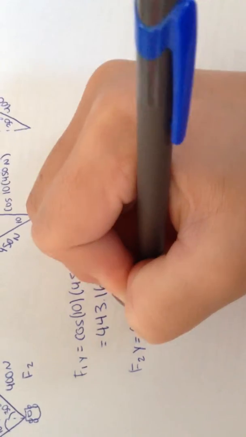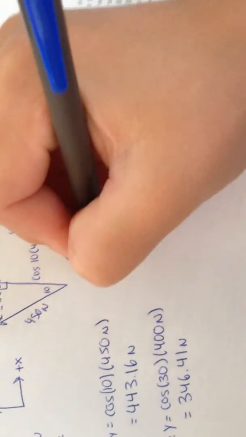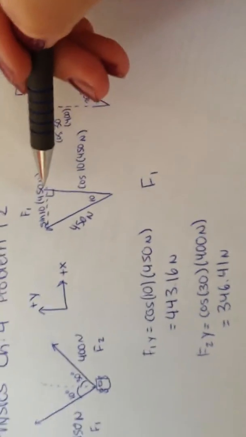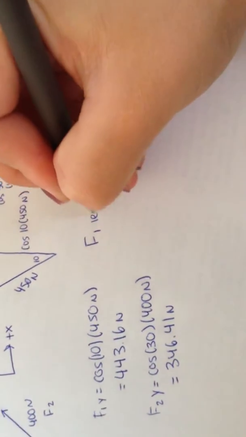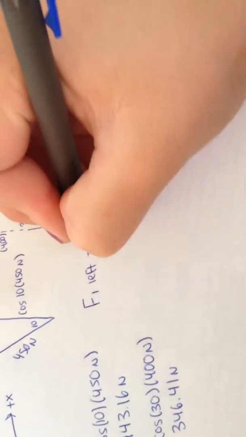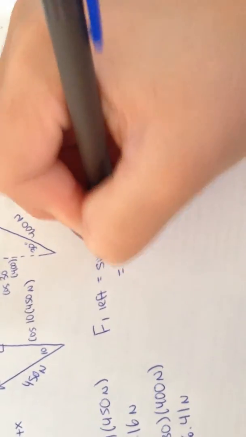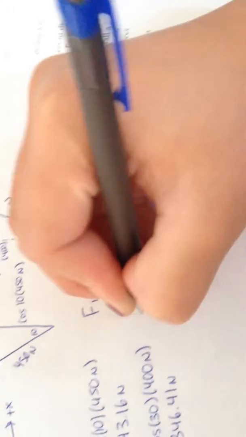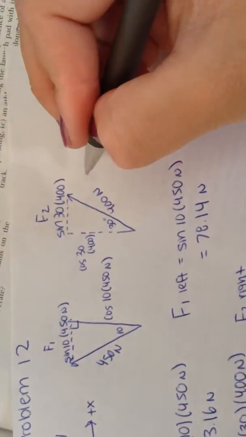And then your F2 in your y direction's up and down, and that gives you 346.41 newtons. And then your F1, which is technically going left because you're going negative x. And then F2 is right because you're going positive x.